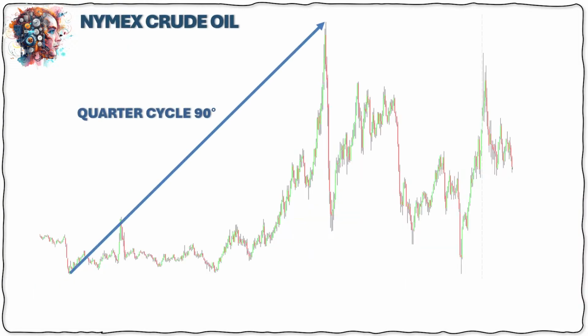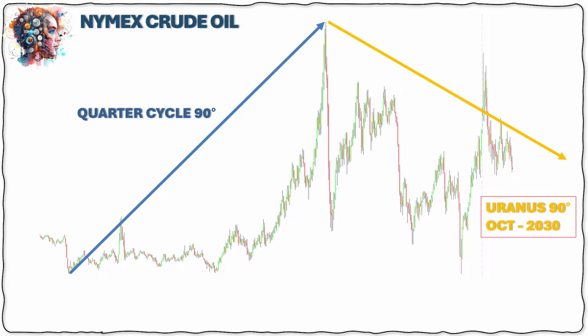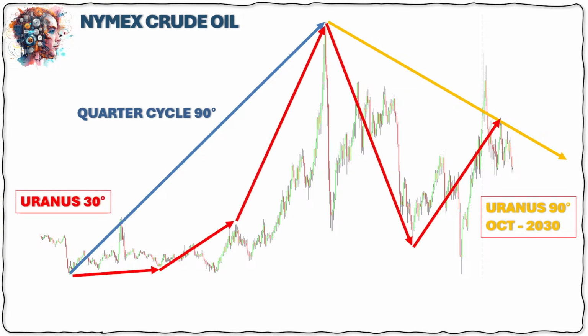Now here is again NYMEX crude oil. An exact 90 degrees. The next 90 degrees down movement, I don't care what crude is doing right now, but NYMEX crude oil will hit a bottom of Uranus 90 degrees in October 2030. We are 6 years away from that. Now within this, these were the cycles.